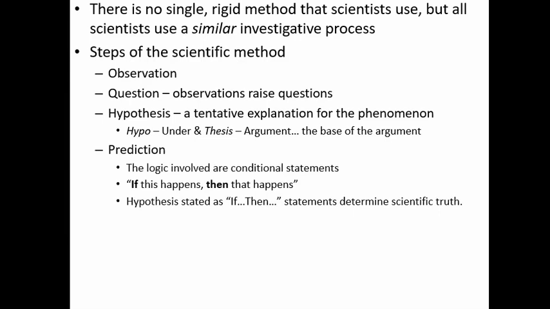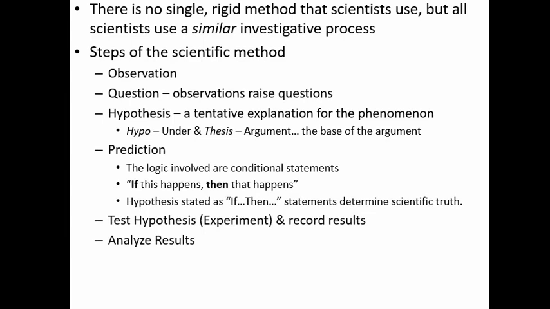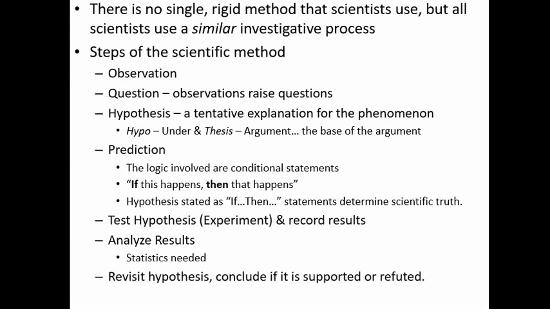Then we test the hypothesis through our experiment and record the results. We spend time mathematically analyzing those results. We use statistics for that. And then we go back to our hypothesis and conclude if the experiment supported or refuted it. From there, if it was a worthwhile experiment, we communicate the results by publishing our scientific experiment in what are called scientific journals.